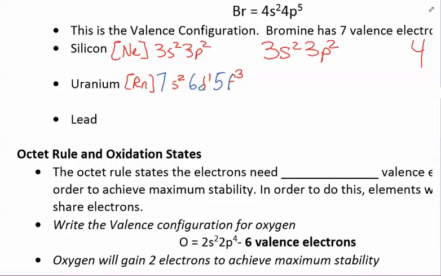So we have 7s2, 6d1, 5f3. So we only need the ones in the highest energy level, which in this case is 7s2. So my valence configuration for uranium is just 7s2. That's it. The D and the F are in lower energy levels, so they're not going to be on the outside. So that means that uranium has 2 valence electrons.